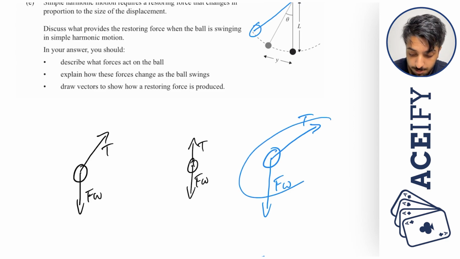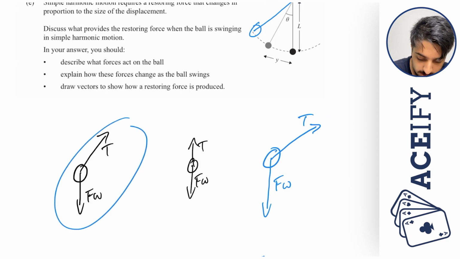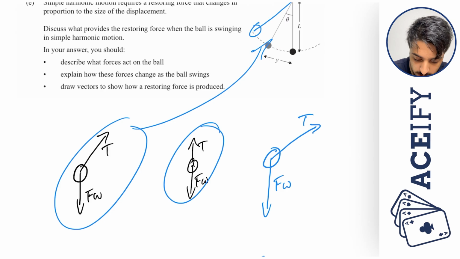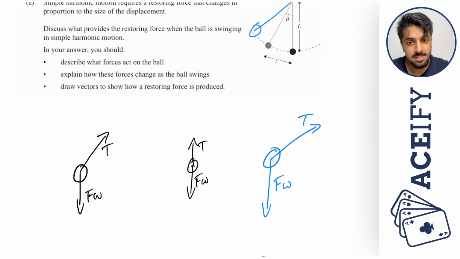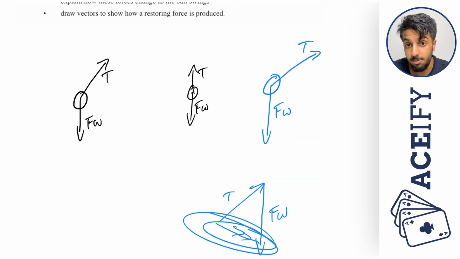This is when it's at its max displacement, this is when it's at this position, and this is when it's at this position right here. And so as you can see, as the pendulum gets to the extremes, the tension force increases. And so therefore, at the extreme, the tension force is the greatest, and therefore the resultant restoring force is also the greatest at the extremes.